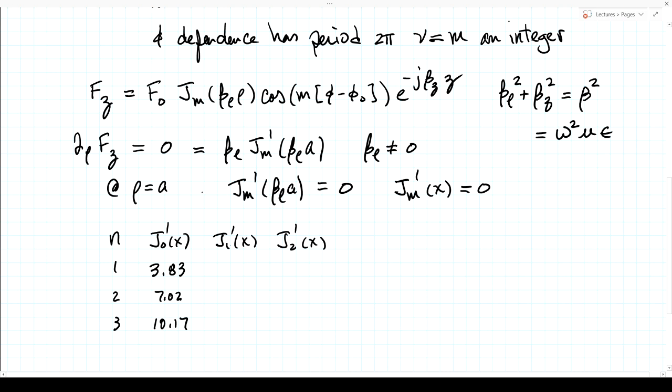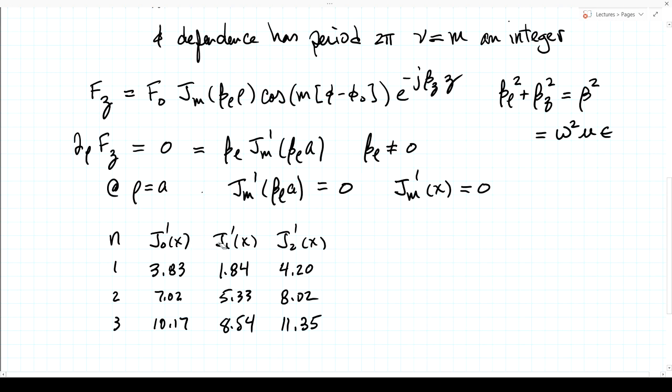For the J1 derivative, the first zero occurs at 1.84, the second at about 5.33, and the third at about 8.54. For J2 prime, the first zero occurs at about 4.2, the second at about 8.02, and the third at about 11.35. So any one of these zeros is going to satisfy this condition.